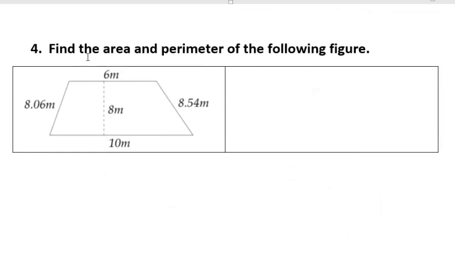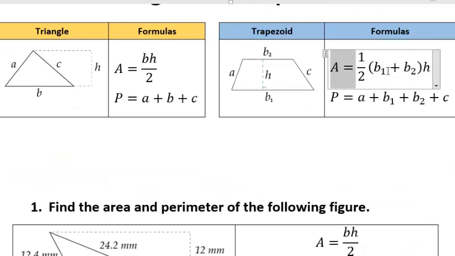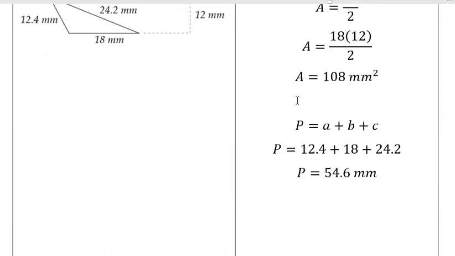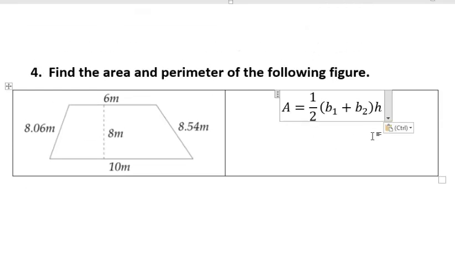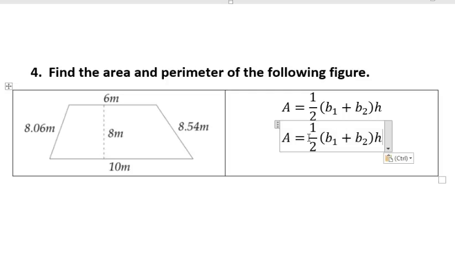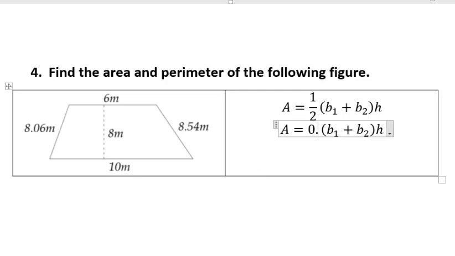And the last exercise: find the area and perimeter of this figure. This is a trapezoid. You can see that you have two sides that are parallel, but the other ones are not. So that will be a trapezoid. What is the formula for the area of a trapezoid? It is 1/2 base 1 plus base 2 times height. Instead of 1/2, we can put 0.5 because they are basically the same thing.